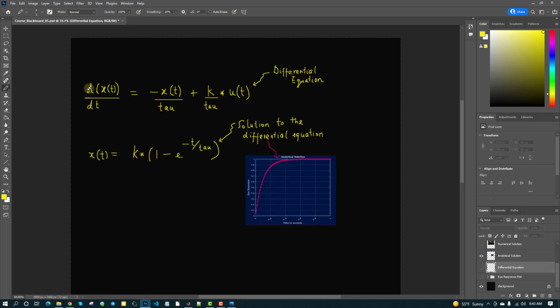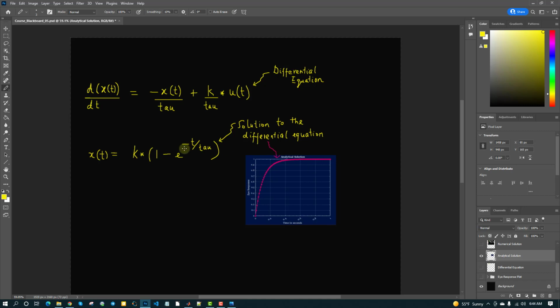Remember, this is the differential equation, and if you solve a differential equation, you get another equation. If you solve, say, an algebraic equation, for example a quadratic equation, you can get two values as the solutions. But recall, if you solve a differential equation, you get another equation as the solution. In this case, this has a very neat analytical solution. The eye response is given as an exponential equation: k multiplied by 1 minus e to the power minus t by tau, and the response, x of t with respect to time, looks like this.